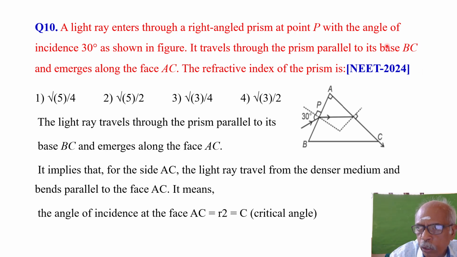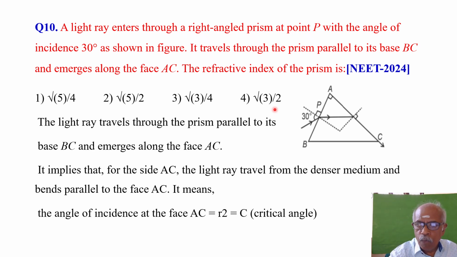I already told you that this question was asked in the NEET examination in the year 2024. The refractive index of the prism is root 5 divided by 4, root 5 divided by 2, root 3 divided by 4, or root 3 divided by 2. These are the four options. Which one is the right answer, sir?